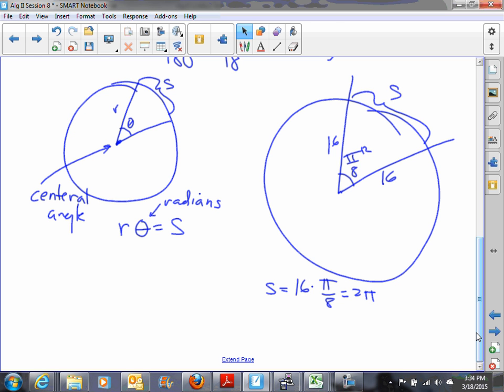And that is the basic information that you're going to need to know to do problems in Chapter 13, Section 2. So we're done.